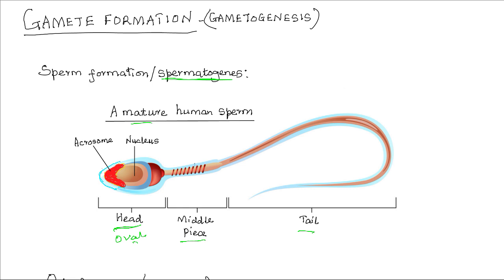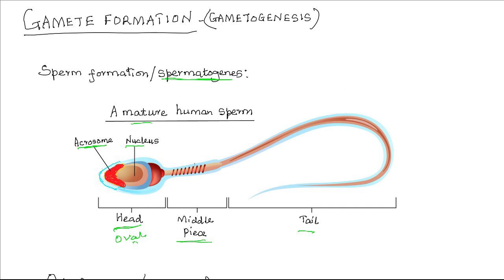The head also has an acrosome. Acrosome contains lytic enzymes that dissolve the egg membranes during fertilization. The head also has a nucleus that is haploid. The haploid nucleus carries the male genetic materials, that is, the chromosomes.